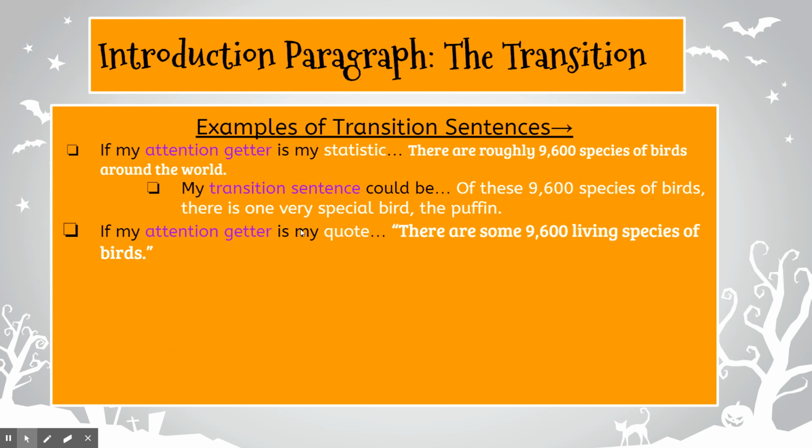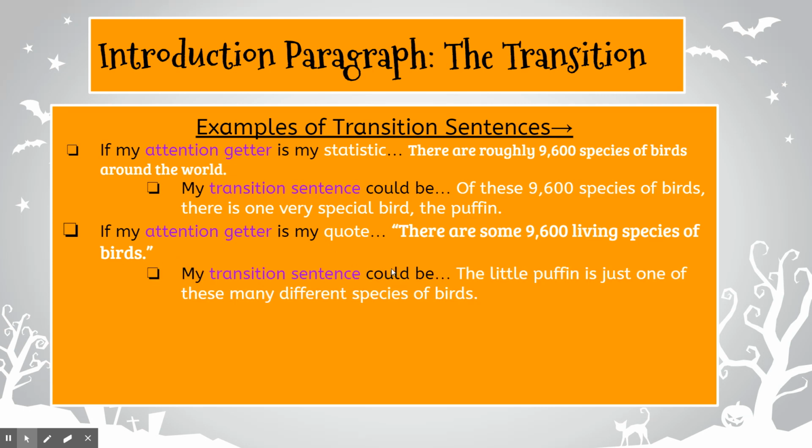My next one, if my attention getter is my quote, "There are some 9,600 living species of birds." My transition sentence could be, "The little puffin is just one of these many different species of birds." See how my quote is similar to my statistic because they're literally the same piece of information. However, I changed up my transition sentence. I'm not using the same one that I used for my statistic. I made it a little different, and I'm pointing at the little puffin being one of the different species of birds because there's so many species of birds. So you can see the two connections.